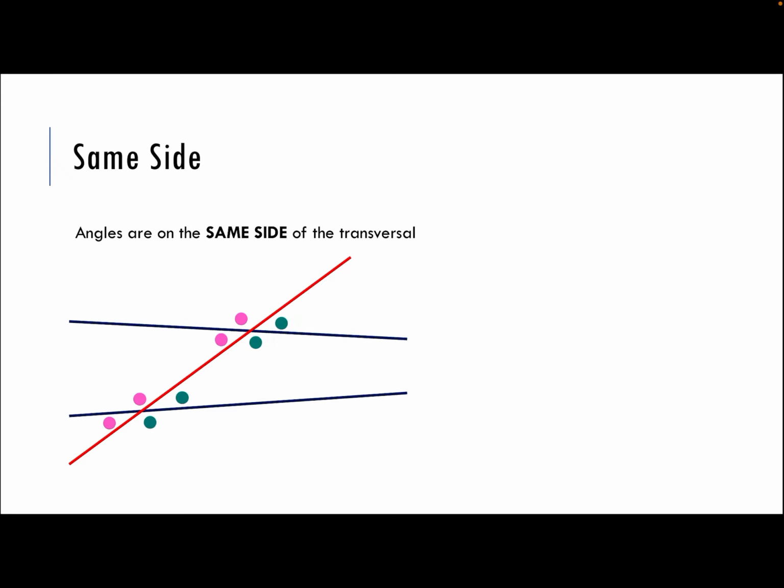Same side is going to mean obviously on the same side of the transversal. So all of the pink dots are on the same side, the left side of the transversal. And all of the, we'll say greenish dots are on the right side of the transversal, which is going to make them same side angles.